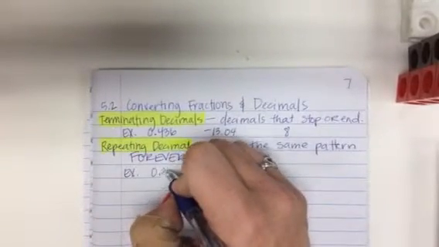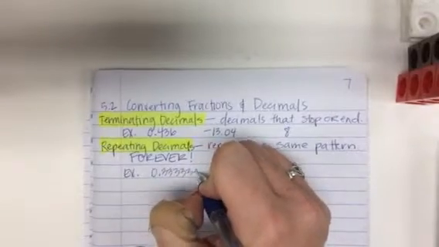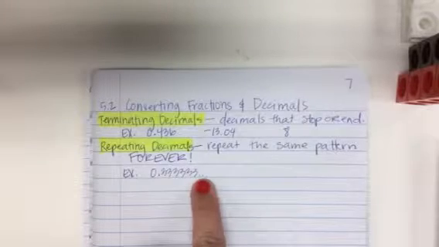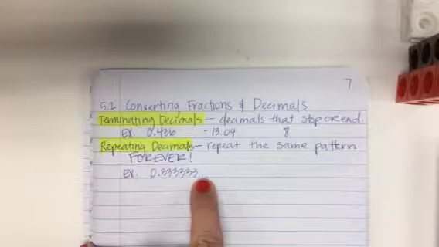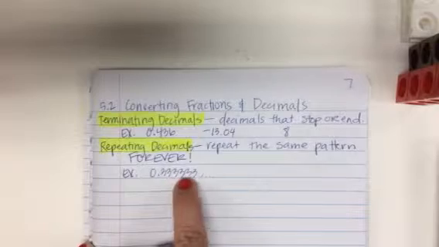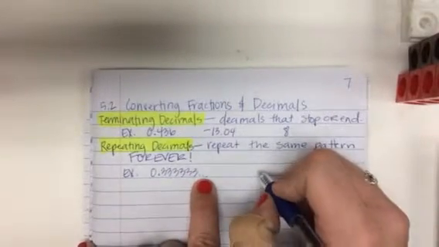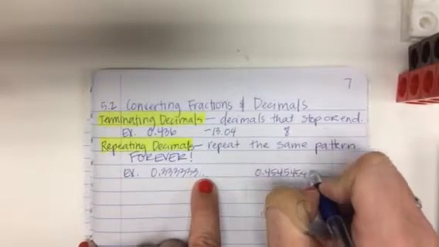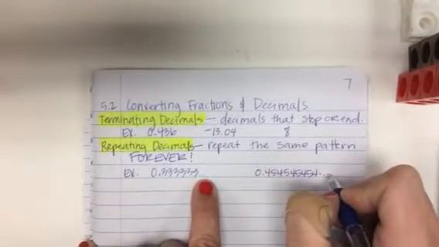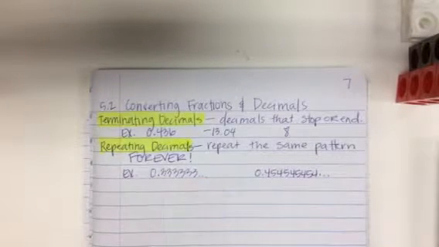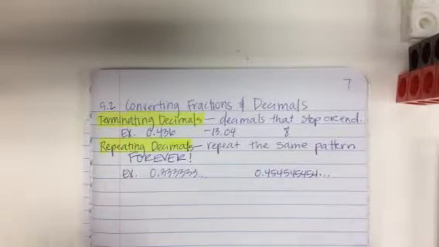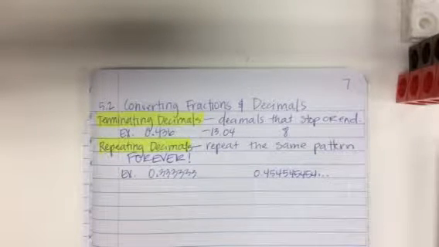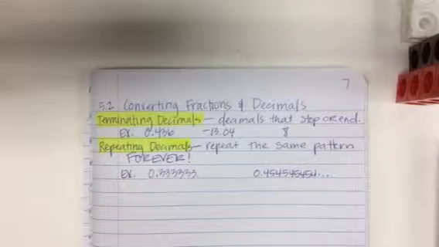An example, 0.333333... Remember, you put that ... because can I just keep writing it forever? No, I've got stuff to do. That ... means that it continues to go. 0.454545454... It has a pattern, and that pattern repeats forever. Repeating decimals are kind of a pain.